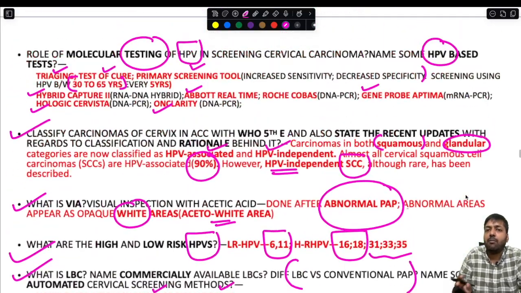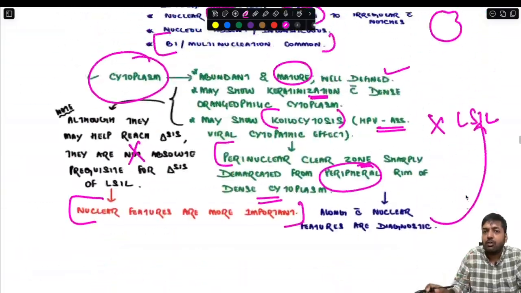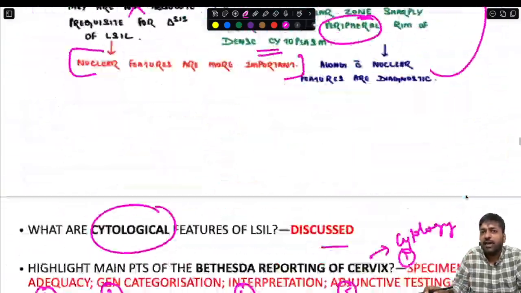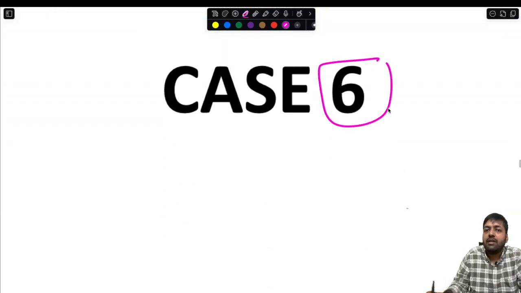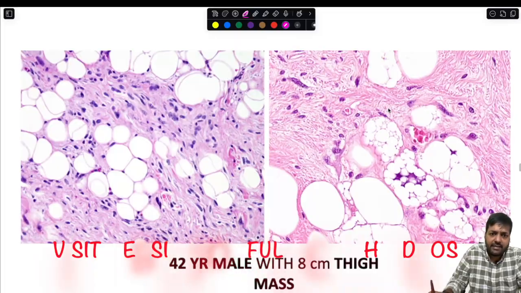So with this, we have completed the discussion on this particular slide, that is of LSIL. Okay. Now we are going to our next case, that is case number 6. So what is this case? This is a 42-year-old male.